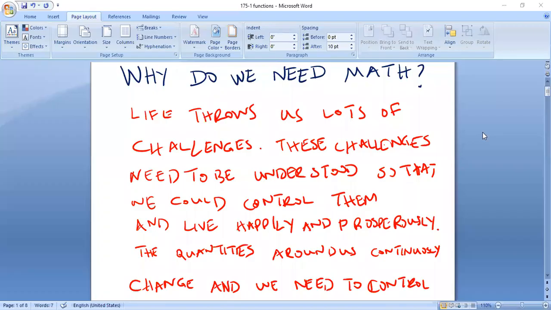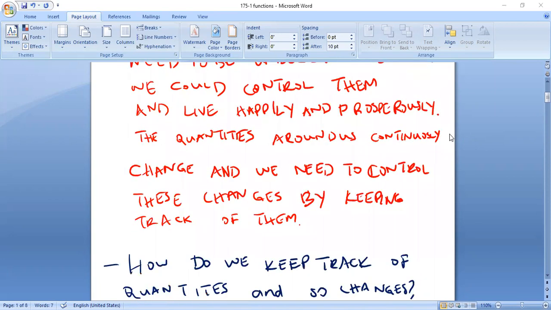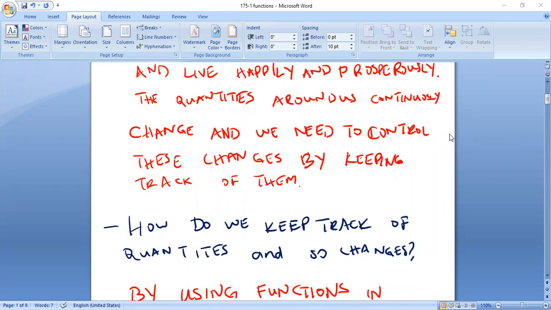Hello, everyone. Why do we need math? The reason is life throws us lots of challenges, and these challenges need to be understood so that we could control them and live happily and prosperously. The quantities around us continuously change, and we need to control these changes by keeping track of them.